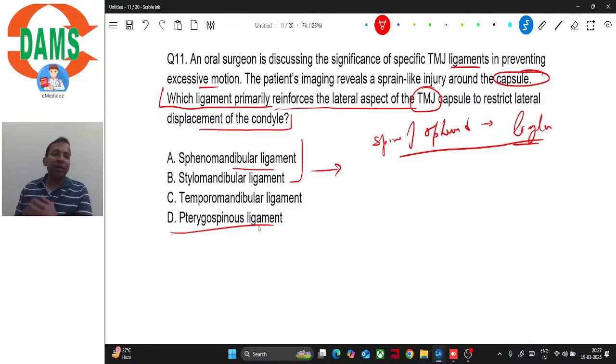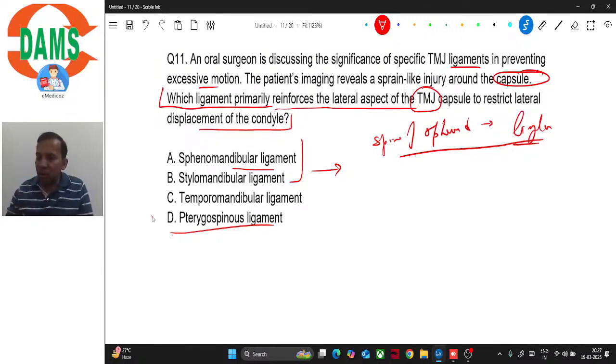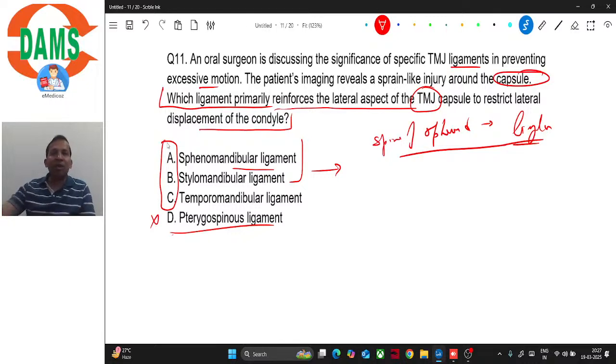Pterygospinous ligament: the pterygoid plates are found in the middle portion of the skull, so they will be related to the posterior portion of the mandible. We haven't even studied something called the pterygospinous ligament, something coming out of pterygoid plates. We only know about these three ligaments, so it has to be one of these three. As I just said, the top two ligaments are associated with the lower border of the mandible, so they can't be, right?